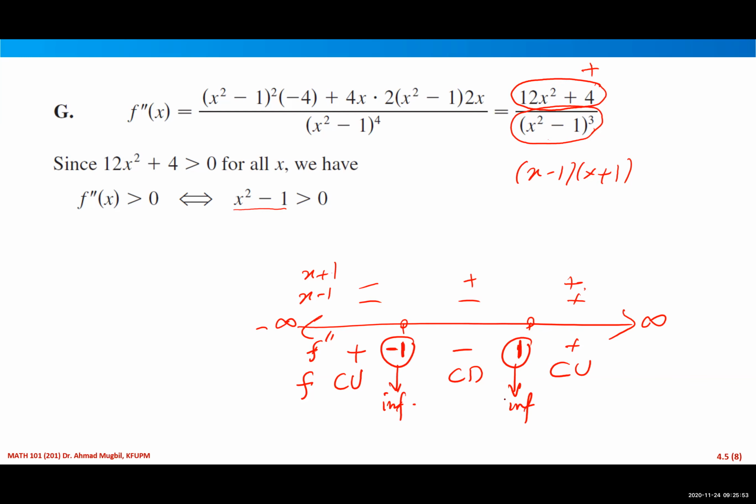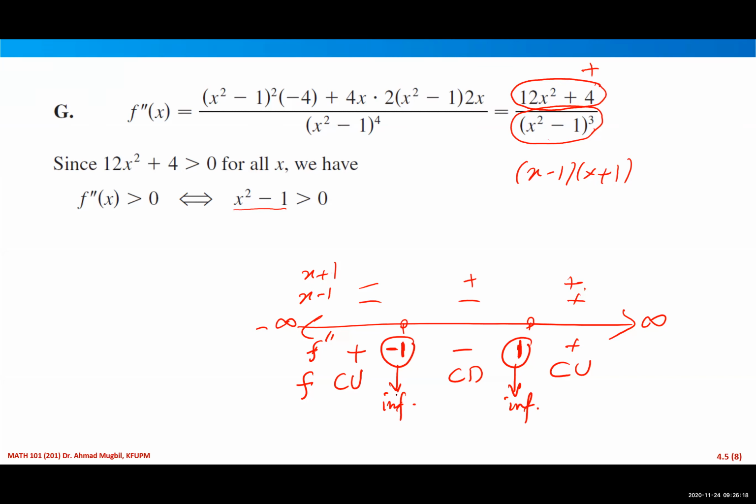Is it an inflection point? No. Who said no? Muhammad Sahli? Yes, why, Muhammad? Not continuous. What do you mean by not continuous? It's a horizontal asymptote, a vertical asymptote. They are not in the domain. Also, the inflection points are points in the domain. You are right, Muhammad. Thank you.